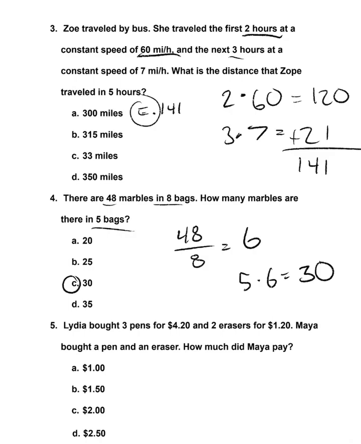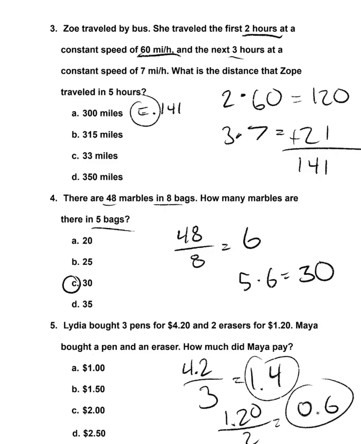Lydia bought 3 pens for $4.20 and 2 erasers for $1.20. And then Maya bought a pen and an eraser, so just one of each. So $4.20 for 3 pens would be 4.2 divided by 3, which you would get 1.4. And then $1.20 for 2 erasers is equal to 0.6. You would add these two together because it's 1 pen and 1 eraser, in which you would get exactly $2. C.